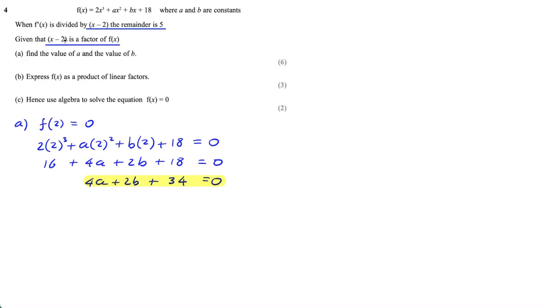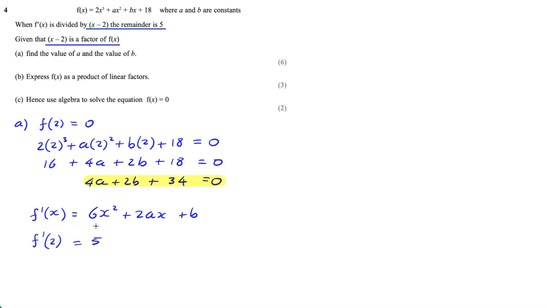Then he says f dash of x. Okay, so first we need to get f dash of x. So f dash of x is multiplied by the power, 6x, subtract 1 from the power, squared, plus 2ax plus b, that becomes 0. Okay, then same thing, guys. The remainder is 5, so this is the remainder theorem. So f dash of 2 must equal 5. Okay, so this equals 5.